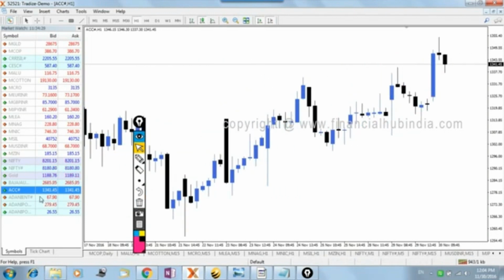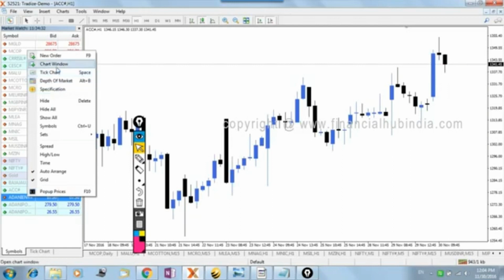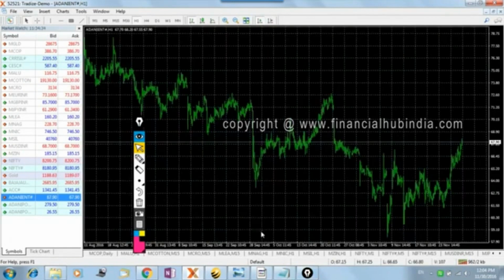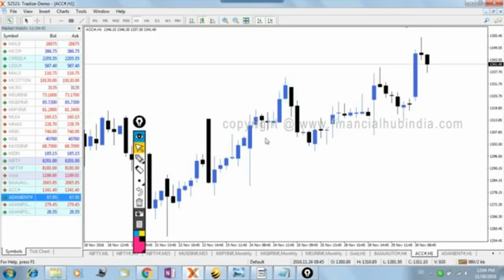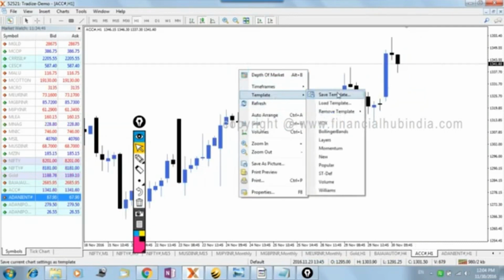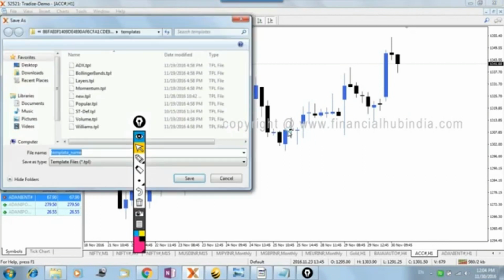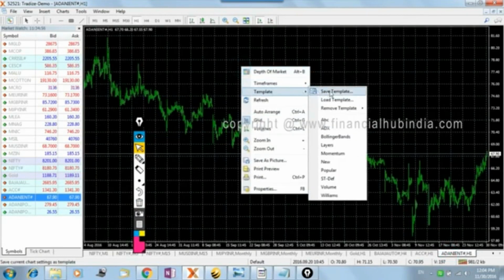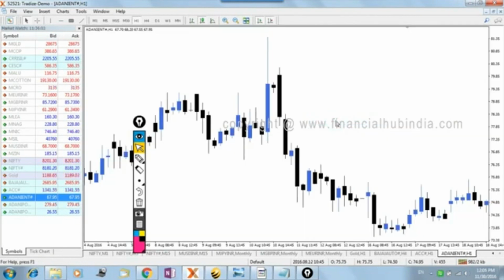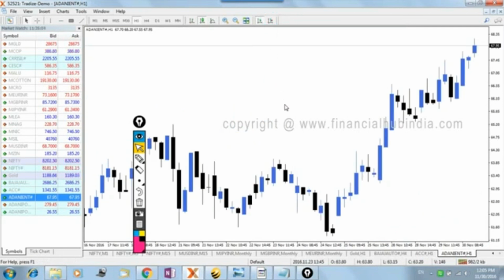Now every time you open another chart, say I open this one again, it will show me the same thing. So it's not possible for you to make the settings every time. So what do we do? Once you do the setup in one particular chart, go to template, save template, and save it with a name, let's say ABC. So next time you open another chart, just go to template and click ABC. You'll get your template back. You don't need to do all those things from scratch.